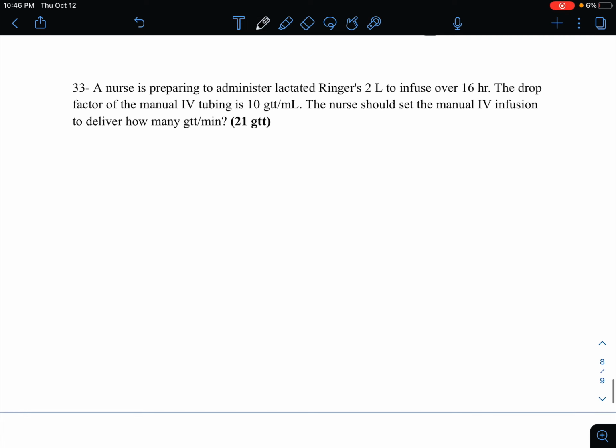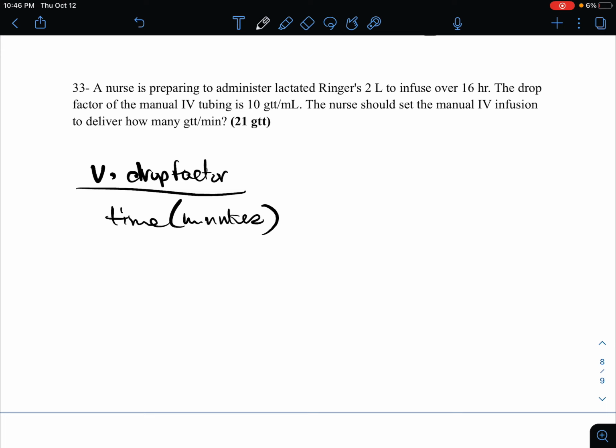Okay, now we're in drop factor. How drop factor works is it's volume times drop factor over time in minutes, because drop factor is drops per minute, right? So we'll go ahead and do that right now. I always like converting to milliliters because that's just the best way to do it, to infuse over 16 hours.